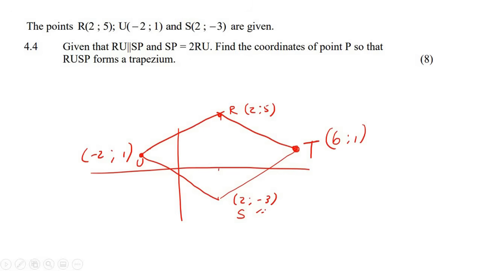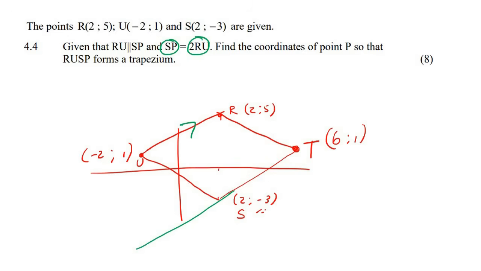So here we have the 8-mark question. It says, given that RU, which is this line over here, is parallel to SP. Okay, so that means P is going to be somewhere along this line, or it could even be further and further, because this line is parallel to this line. So that's what they're saying. They tell us that the length of SP is double the length of RU.